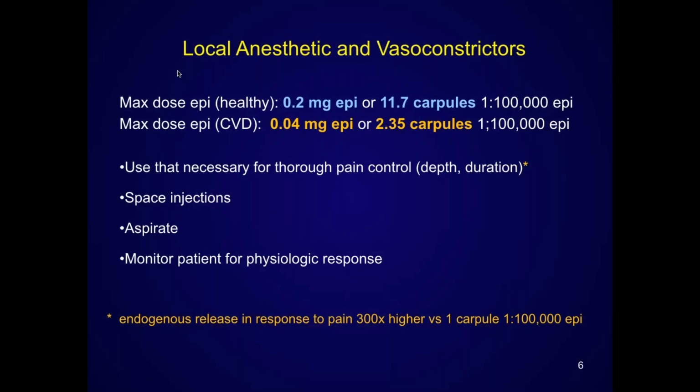So the textbook answer might be 2 carpules, but the reality answer is you can give your patients additional local anesthetic and vasoconstrictor if you're separating it out and you're pacing it out and you're monitoring your patients. So that's the first thing.